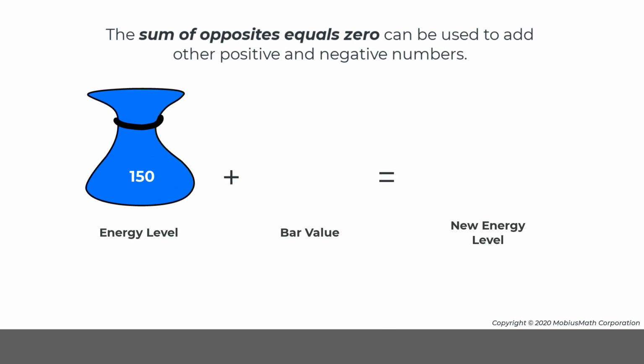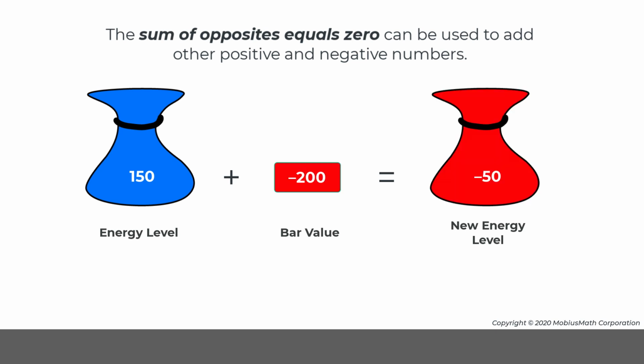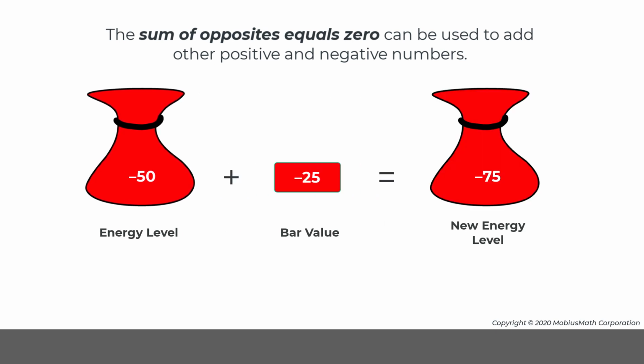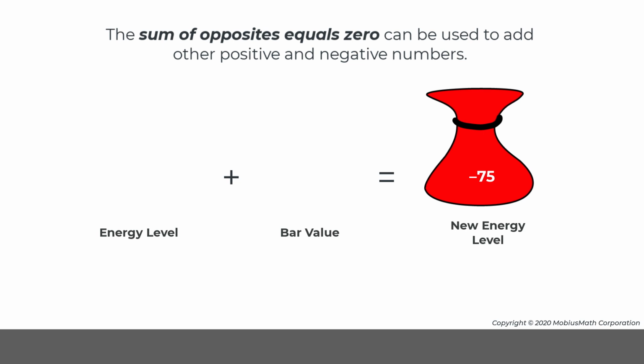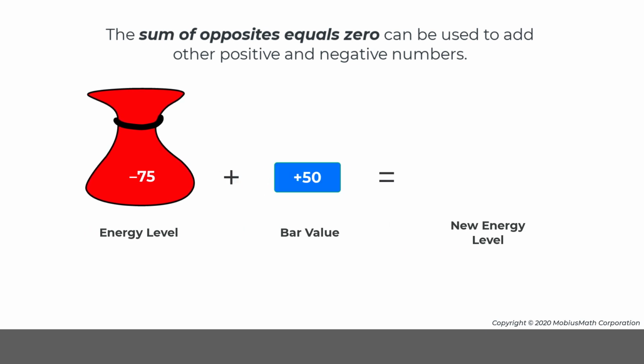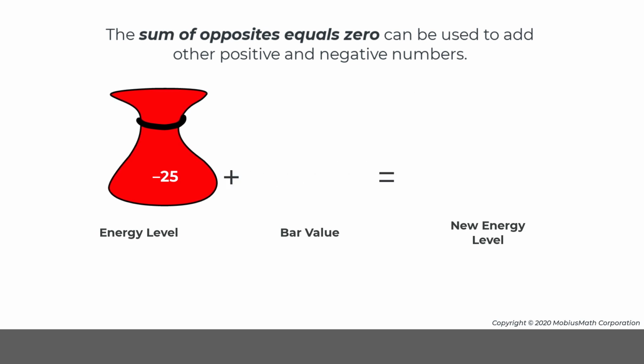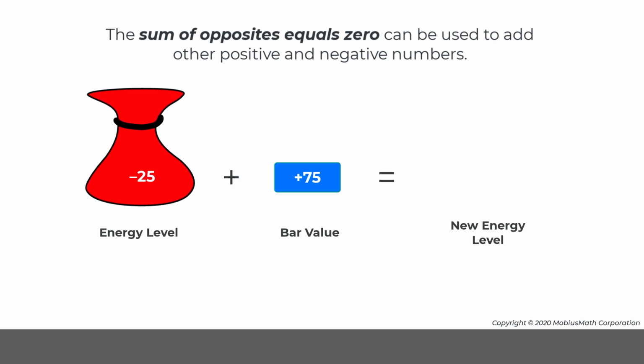The following events in the video game can be justified in a similar way. The player adds a negative 200 bar to the bag. The player adds a negative 25 bar to the bag. The player adds a positive 50 bar to the bag. The player adds a positive 75 bar to the bag.